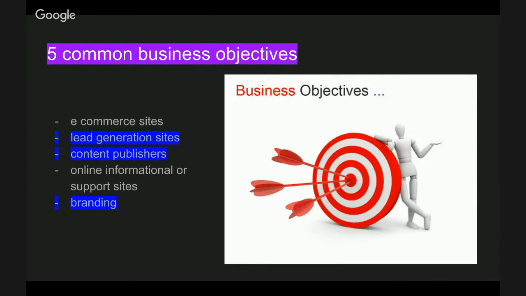And there are five common business objectives. For lead generation sites, the goal is to collect user information for sales teams to connect with potential leads. For content publishers, the goal is to encourage engagement and frequent visitation. For branding, the main objective is to drive awareness, engagement, and loyalty.